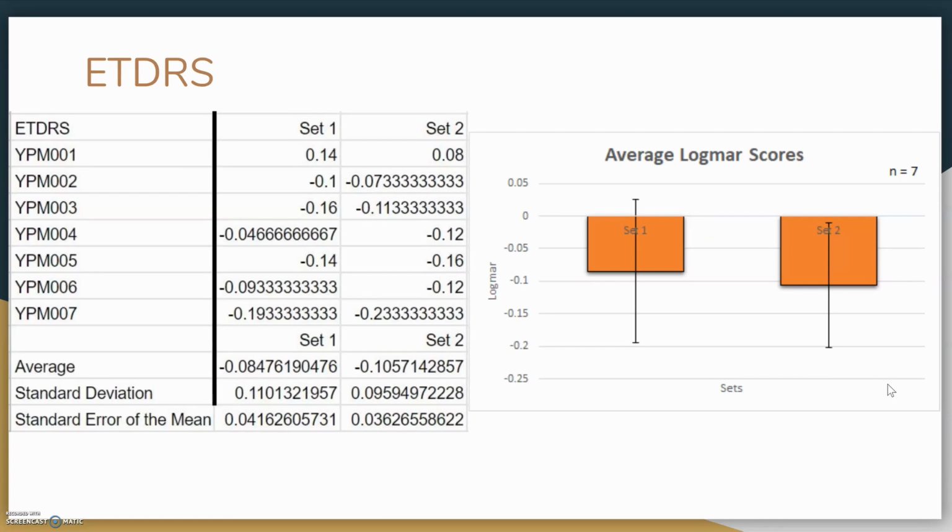For ETDRS, we used a logMAR chart to measure each participant's visual acuity. A negative logMAR score means that a participant has better than average vision. We organized the average logMAR readings for each set into a graph right here.